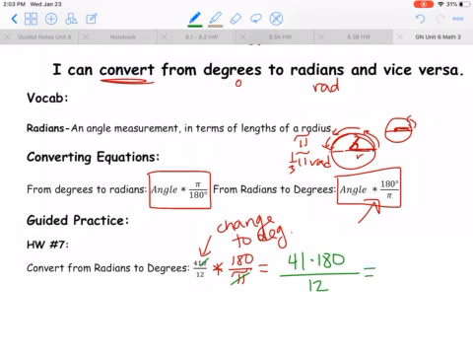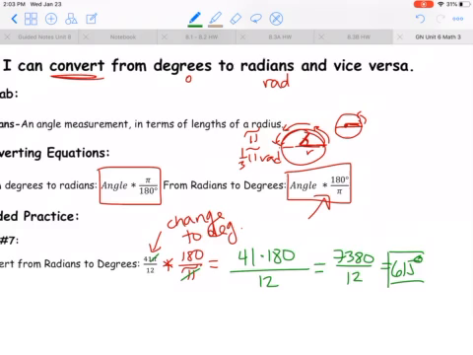So 41 times 180 gets us a huge number, 7380. Okay? And then when you divide it by 12, we get 615, and this is degrees. So we put a little degree marker, and that's our answer. Oop, let me write that better. So make sure your answers say degrees in them if you're going to degrees.